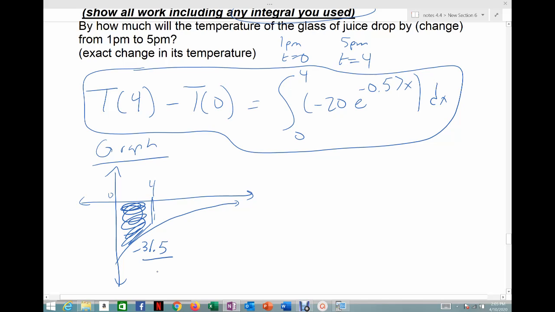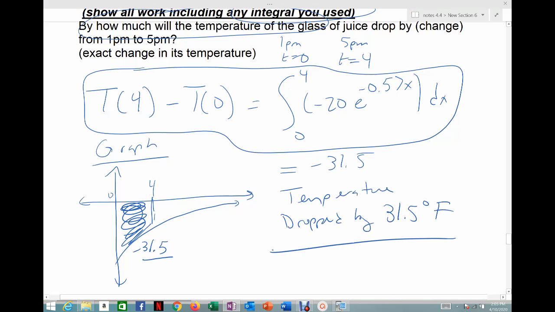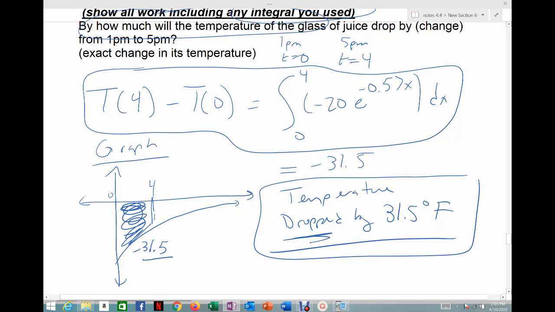If I round, it was like 0.48 something. All right, this is the work, and then this is your answer. Negative 31.5 is what that integration, if you solve it by hand, should come out the same way. And then answer the question. How much did the temperature of the glass drop by? All right, so the temperature dropped by 31.5 degrees Fahrenheit. That's how much the temperature dropped by. And again, include units, right? It's Fahrenheit. That's how much the temperature decreased. You could use the word decreasing.